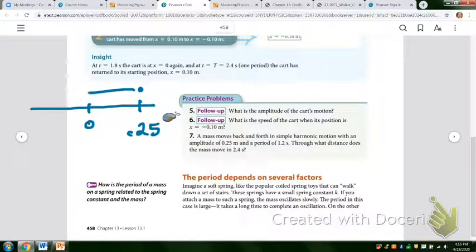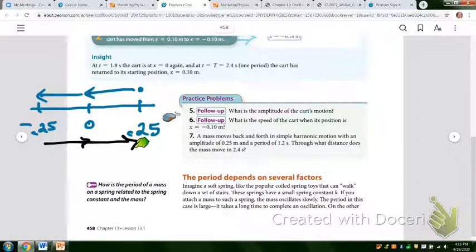It's going to travel to the equilibrium point. Then it's going to travel to negative 0.25. Then it's going to turn around and come back in those same two segments. So if you think about taking that whole cycle, the spring pushes all the way here and comes all the way back. That's one complete cycle. And it takes 1.2 seconds to do that.